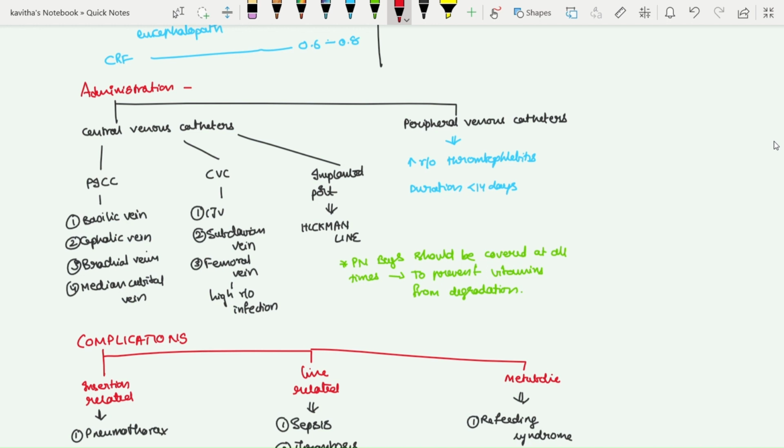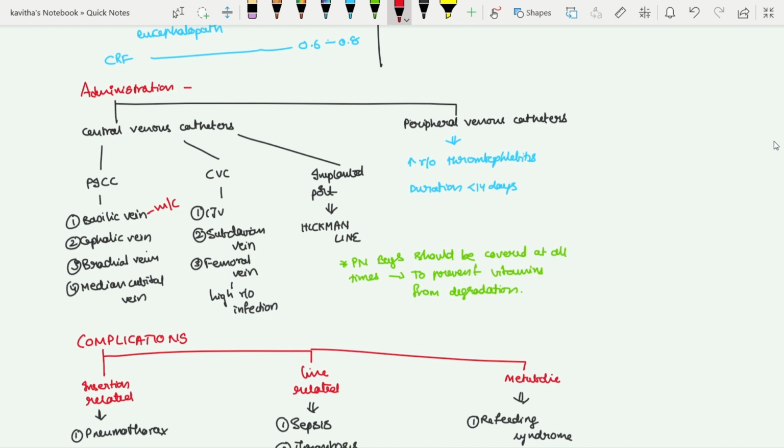For peripherally inserted central catheter, there are four veins: basilic vein, cephalic vein, brachial vein, median cubital vein. Among them, basilic vein is most commonly used. For central venous catheter, we can use internal jugular vein, subclavian vein, femoral vein. Femoral vein is usually avoided due to high risk of infection at this site.